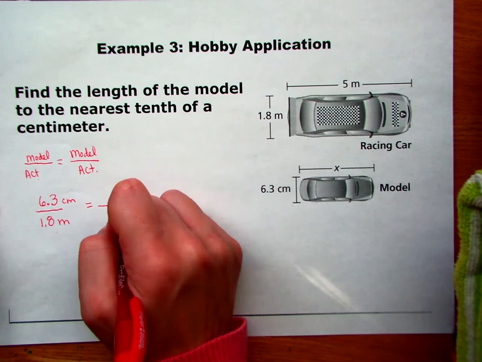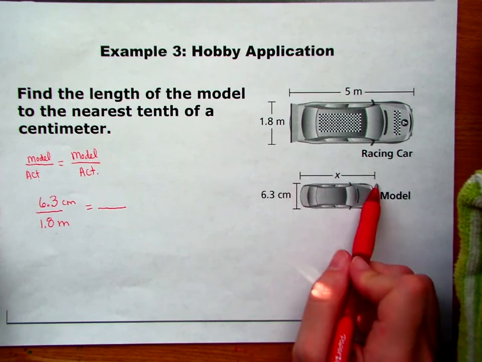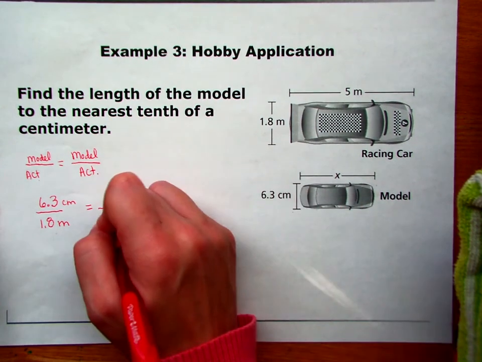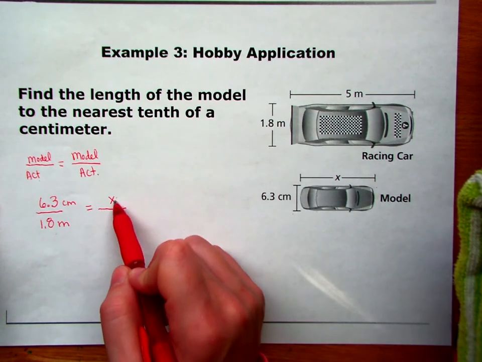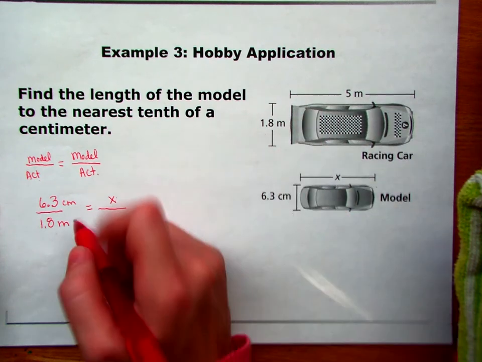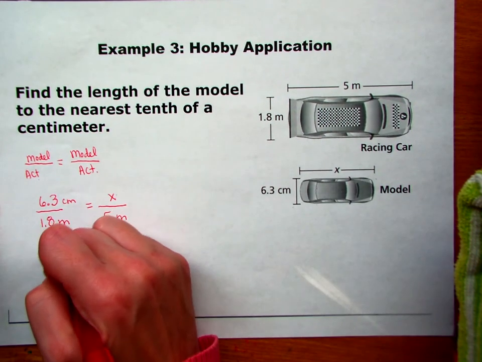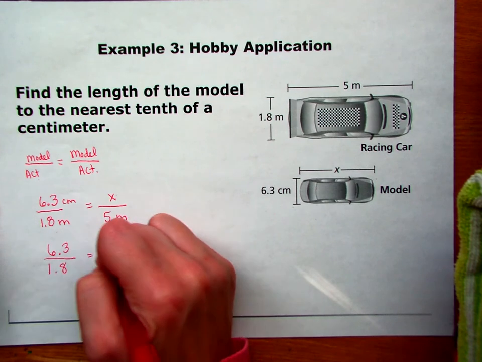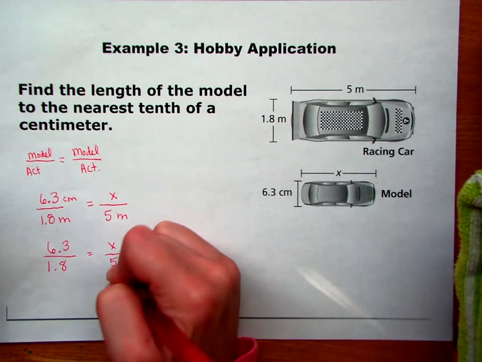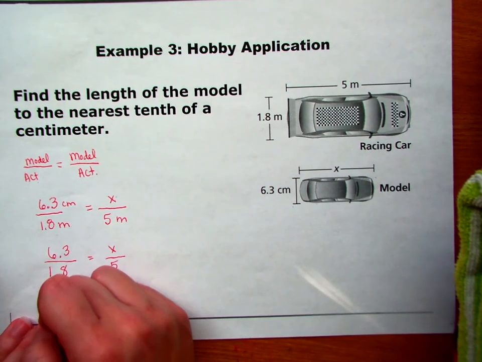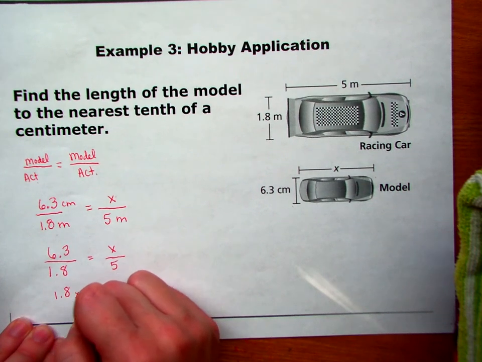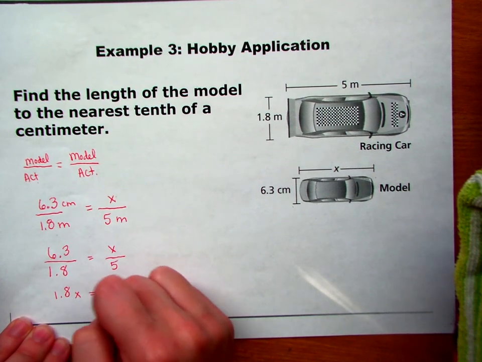Now set up another proportion. The model on this length of the car is x. Notice I'm putting the model on the top. And then the actual racing car is 5 meters. I'm going to go ahead and drop the units. We'll deal with those at the end. But you're going to just solve this as a basic proportion. Cross multiply. We have 1.8x is equal to 5 times 6.3.